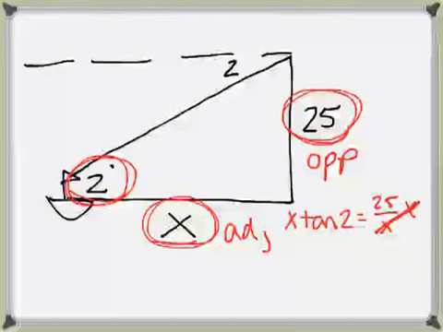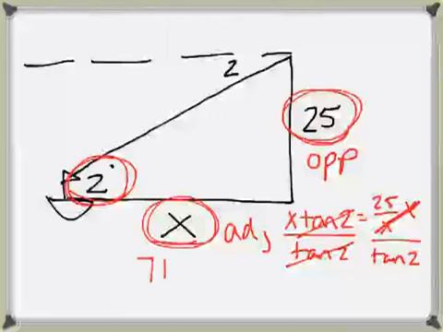And that clears the fraction, but the x is still not alone. So to get the x alone, we divide by the tangent of 2. So in the calculator, then, we do 25 divided by tangent of 2. And what do we find for x? About 716 feet. Now that seems like a really big number.